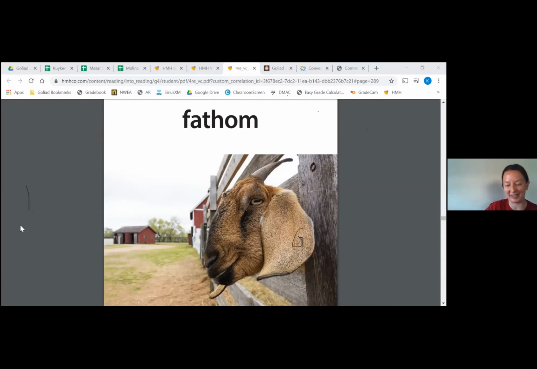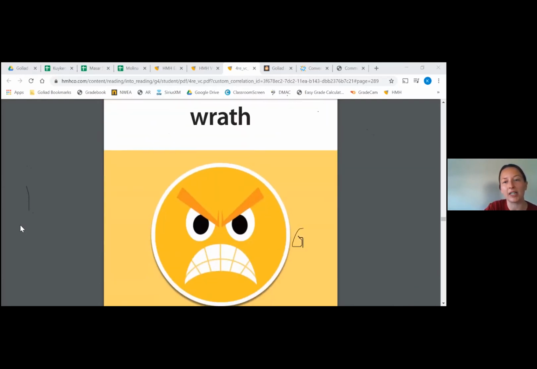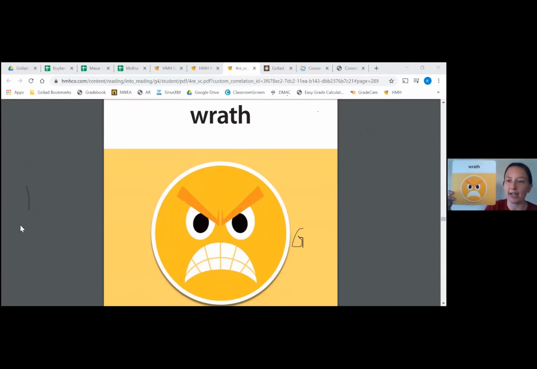Okay, good. All right, next word is wrath. What does this picture tell us? This emoji. They're mad. Yeah, like anger. Okay. Anger, mad. Okay, let's listen to the sentence. If you are filled with wrath, you might find it difficult to control your anger.